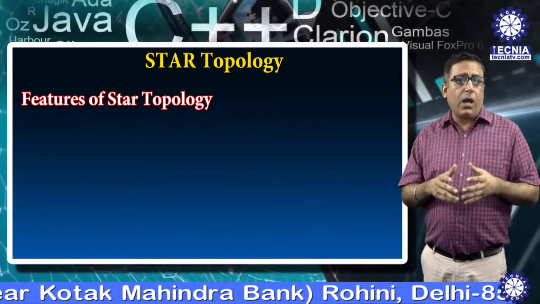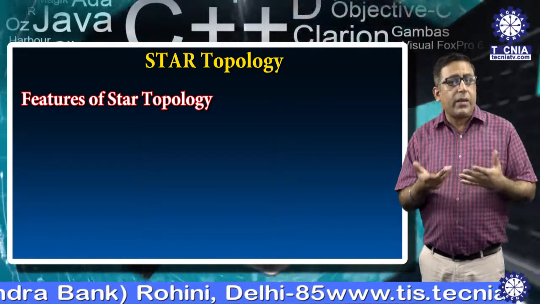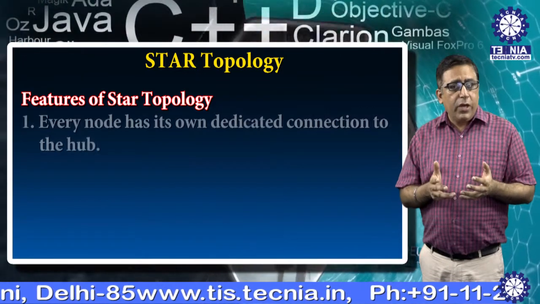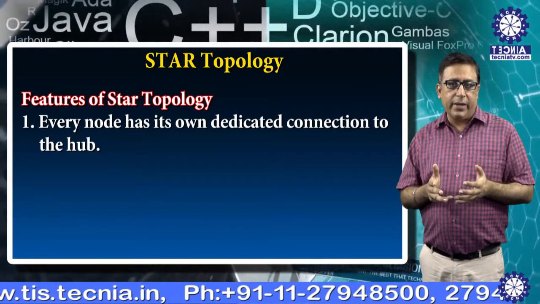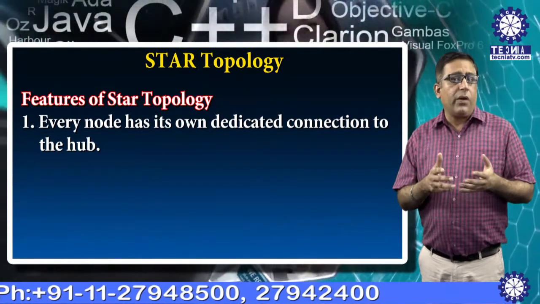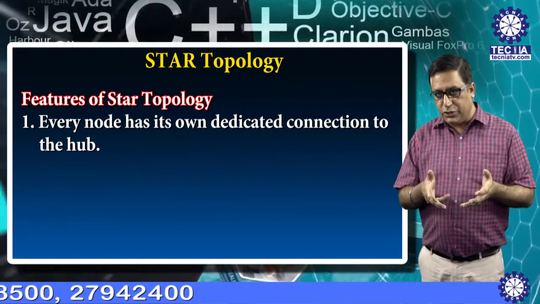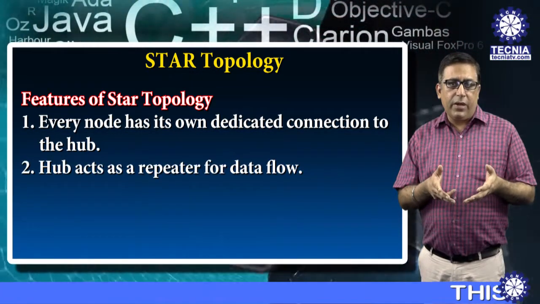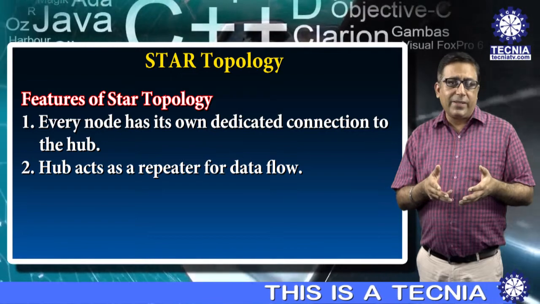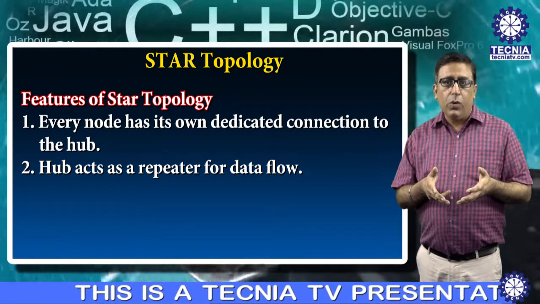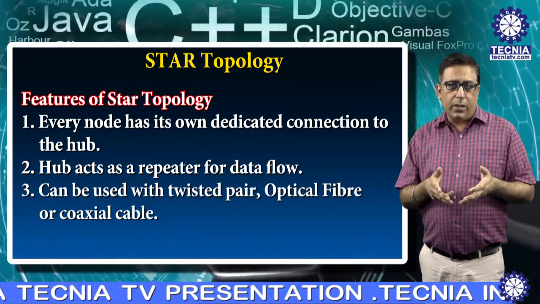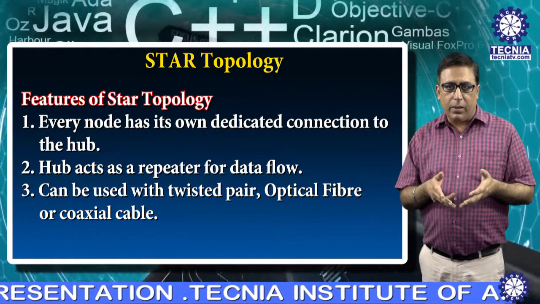We are discussing the features of star topology. What are the features of star topology? Every node has its own dedicated connection to the hub. This is the first feature of star topology. Second feature, the hub acts as a repeater for data flow. It can be used with twisted pair, optical fiber or coaxial cable.